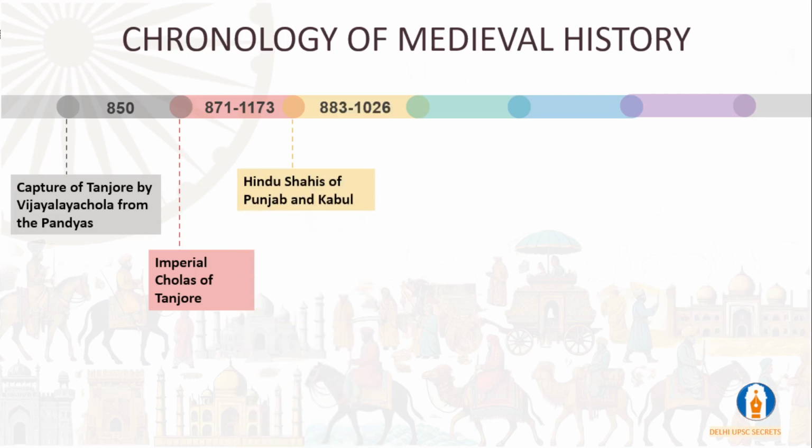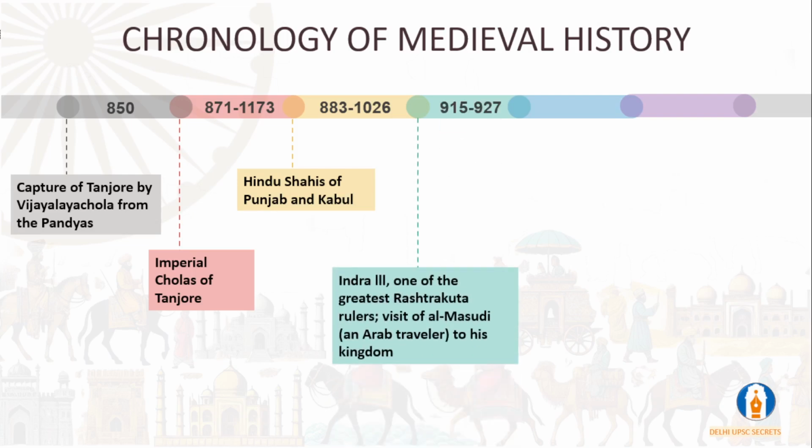Then 883 to 1026 AD is a period marked by the Hindu Shahis of Punjab and Kabul. So by now we have seen the Rashtrakutas, Palas, Cholas in southern India, then the Gurjara Pratiharas, and now the Hindu Shahis in the Punjab-Kabul region. If you understand, we have discussed at least 4 or 5 major dynasties in this period, and that is the beauty of medieval history.